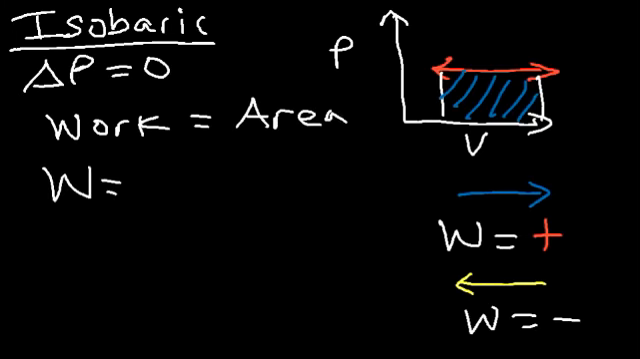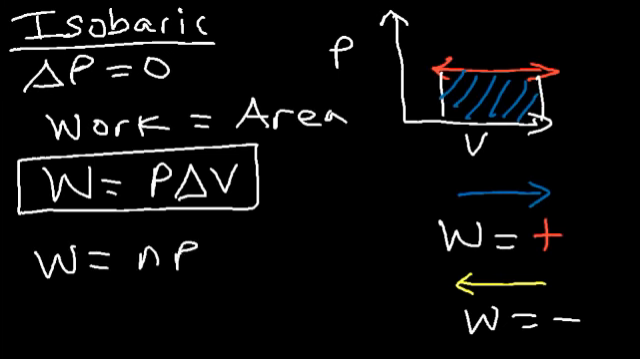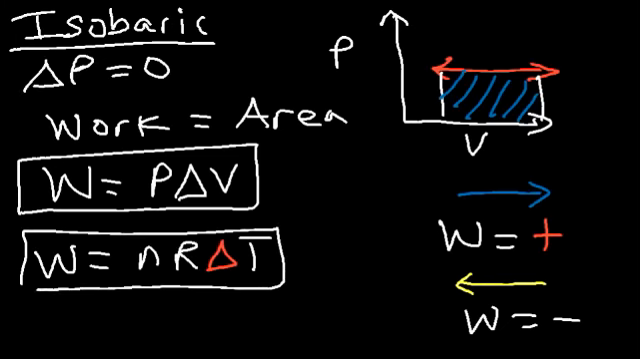So for an isobaric process, the work is equal to P delta V. This is the equation that you want to use. Now you can also find the work in terms of temperature. It's equal to nR times delta T. Since PV is equal to nRT, P delta V is equal to nR delta T. So that's another way you could find the work during an isobaric process.